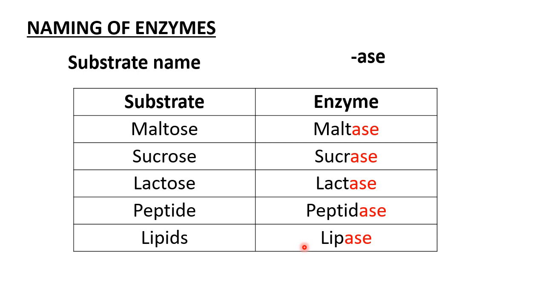Not all enzymes follow this system. There are some enzymes which are named in different ways, maybe not based on any system. Also, most proteins don't follow this system. Most proteins have IN at the end. Examples are these: pepsin, it's an enzyme, trypsin, rennin. So they've got INs at the end. But most enzymes follow this system. This is how enzymes are named.